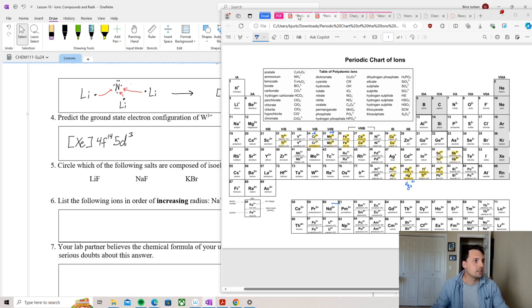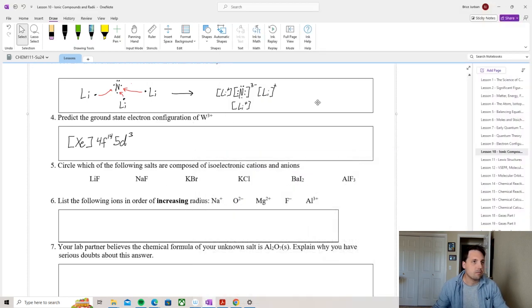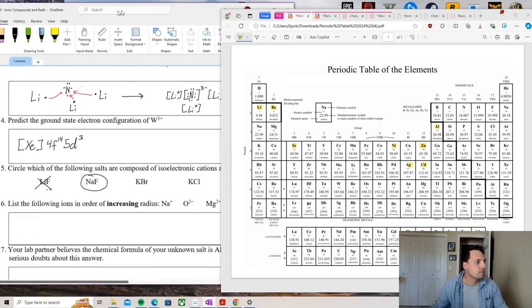It should be quite obvious that in this case, we do not form a salt that has isoelectronic ions, because lithium will lose 1 electron to have 2, and fluorine will gain 1 to have 10. For them to be isoelectronic, they should have the same noble gas configuration. So this one would not be the case. If we just look at this periodic table, sodium will want to lose 1 electron to become like neon. Since we kept the same anion, this one is composed of isoelectronic cations and anions.